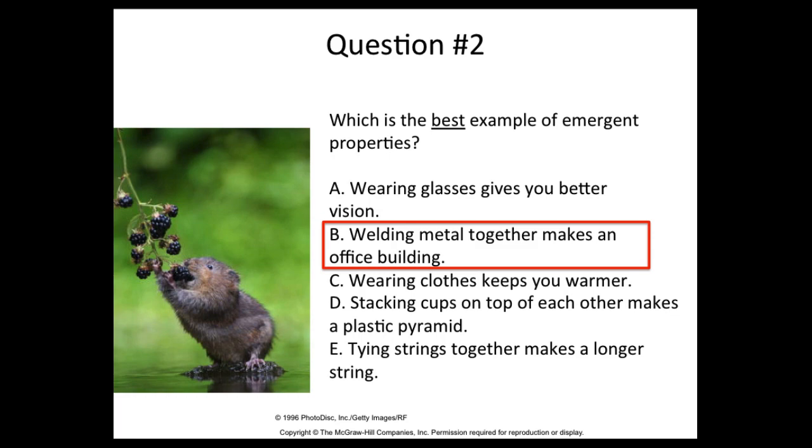B is the answer. The best example of an emergent property from this list is welding metal together makes an office building. By taking all of these metal beams, which by themselves are nothing, we can make this fully functional building with complex moving parts.